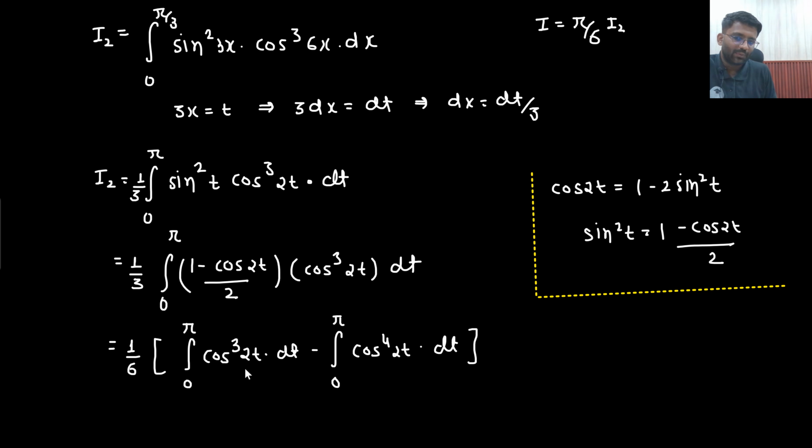Yes, sir. This 2t is the problem. So assume 2t as theta. So what will be dt? dt will become d theta by 2. And what about the limit? Limit will go from 0 to 2 pi. Right? Limit will go from 0 to 2 pi. So let's see what we are getting.